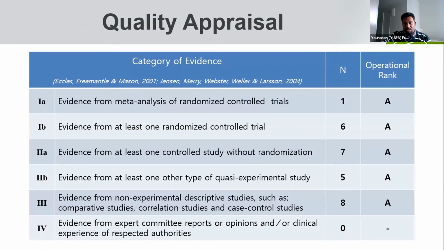So we did a quality appraisal by categorizing evidence, using the tool which was developed by Eccles et al. and remodified by Jensen et al. According to the categorizing evidence tool, most of our evidence reached the 2B category and above. And interestingly, all the evidence was categorized under operational rank A. It gives quite a credibility to the studies.